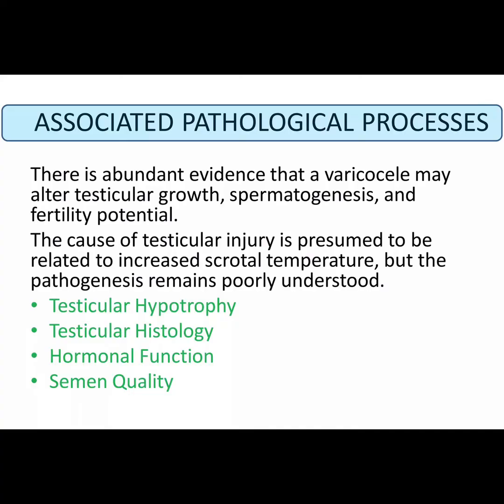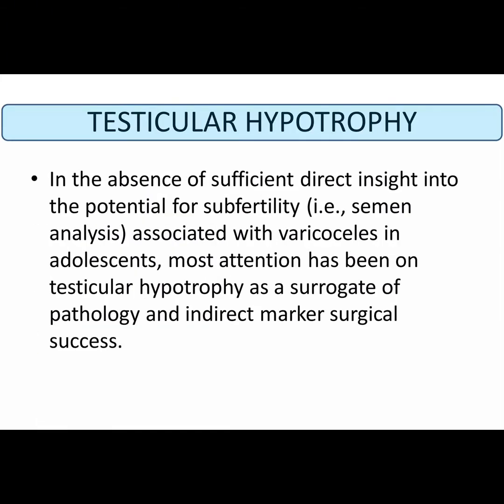And what are the changes that occur in the testis itself? That may be gross changes or histological changes. The gross change which occurs in the testis is that high-grade varicocele leads to atrophy of the testis, and histological changes include germ cell maturation arrest and sloughing, tubular thickening, and interstitial fibrosis.